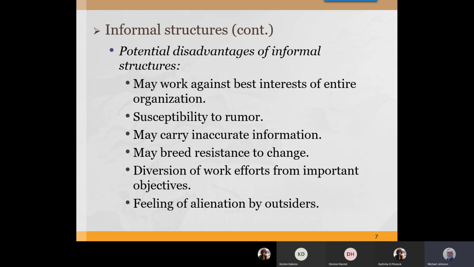This could be the peers you're working with in the department. Are they providing you with the accurate information or information that is somehow erroneous? And also division of work efforts from important objectives. Again, you could actually find yourself doing a variety of different tasks, feeling of alienation by outsiders. These are all some of the unfortunate disadvantages of an informal structure. And again, an informal structure can be the assistants to managers, or it could just simply be the peers that you're working with within the environment.